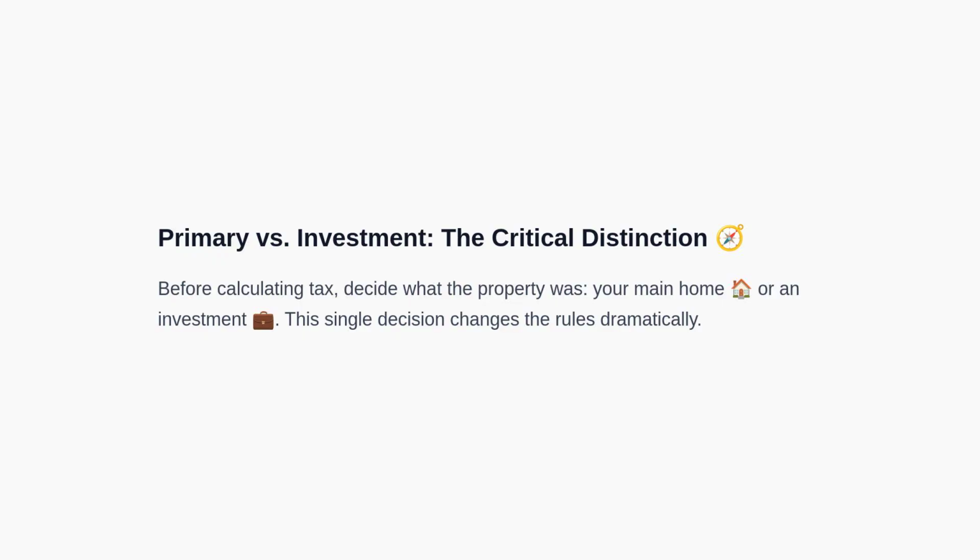Next, let's frame the most important decision: classification. If you lived in the property as your main home for at least 2 of the 5 years before the sale, it is generally a primary residence. If you rented it out or used it for business, it's an investment property. This distinction unlocks entirely different tax tools, so we'll build from here.